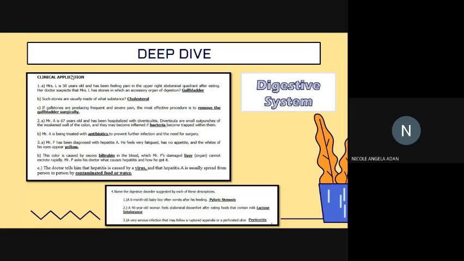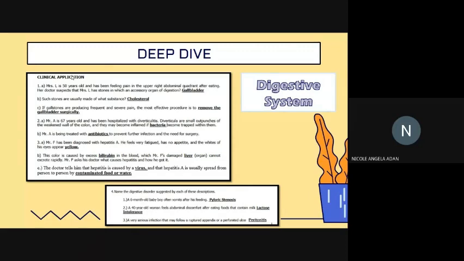Number 2A, Mr. A is 67 years old and has been hospitalized with diverticulitis. Diverticula are small outpouchings of the weakened wall of the colon, and they may become inflamed if bacteria become trapped within them. For number 2B, Mr. A is being treated with antibiotics to prevent further infection and the need of surgery.